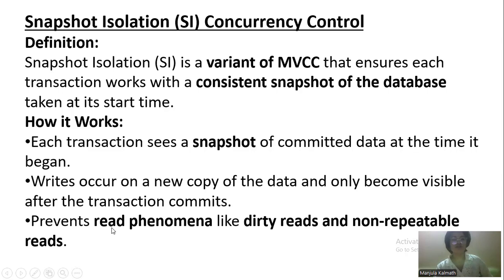So this prevents read phenomena like dirty reads and non-repeatable reads. A dirty read occurs when T1 is executing and has given A equals 100, but it is still not committed. Then another transaction T2 comes, reads the same value, continues with the update and writes to the database. If T1 is rolled back, then the value T2 took is lost. That is called a dirty read.